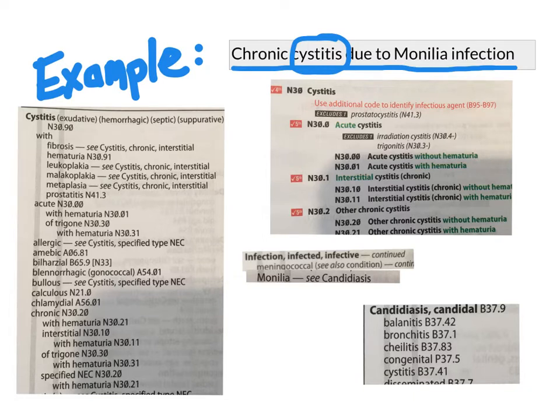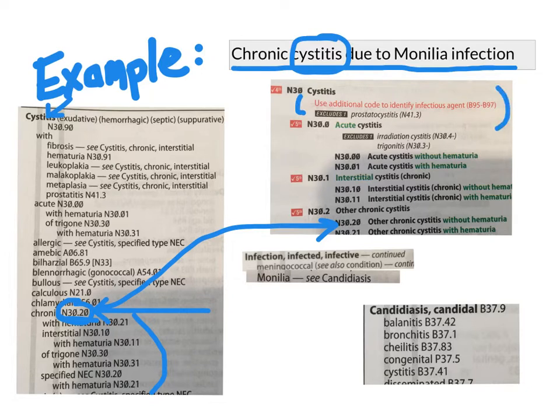So we'll begin with the main term of cystitis with the subterm chronic, and you will find that none of these subterms pertain to our documentation, so we will go directly to N30.20 in the tabular list. So here we go. And you will note the instructional note, use additional code to identify infectious agent.